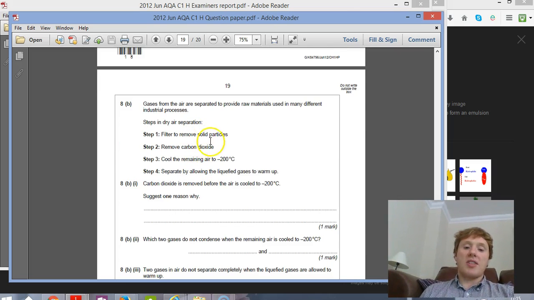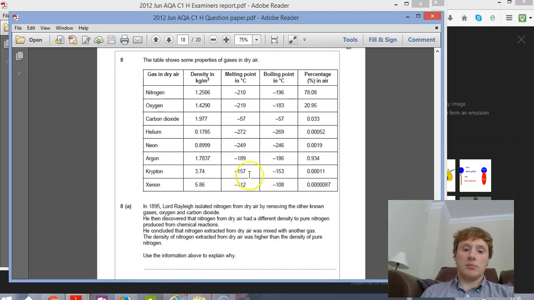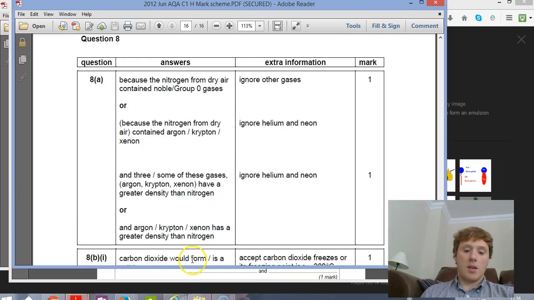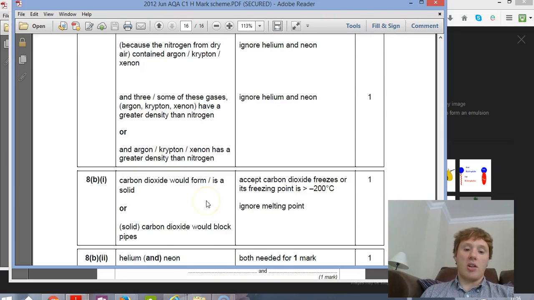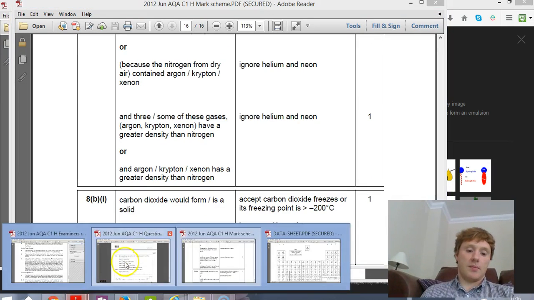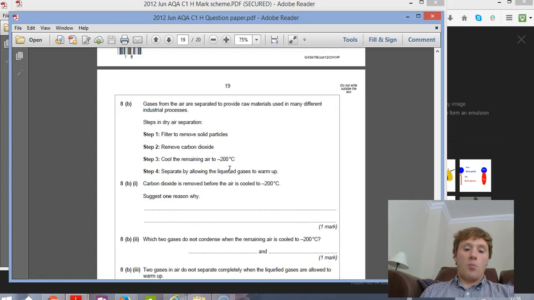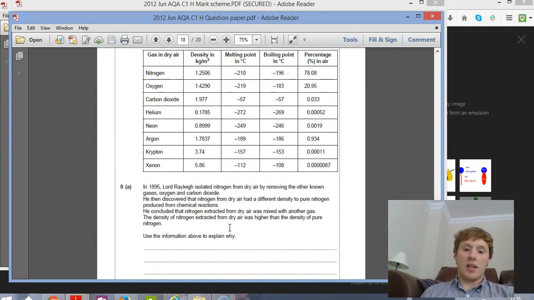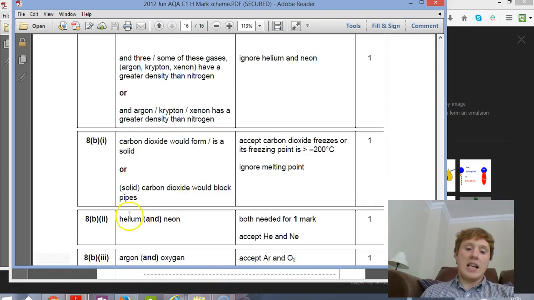So this is the process of fractional distillation of air. Carbon dioxide is removed, so suggest why. Give you a clue: carbon dioxide melts and boils at -57. Go. Because carbon dioxide is a solid and would block the pipes. Which 2 gases do not condense at -200? Look at the information. Off you go. So the answers are helium and neon.